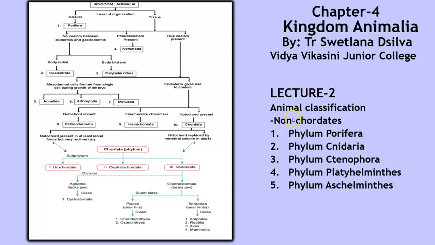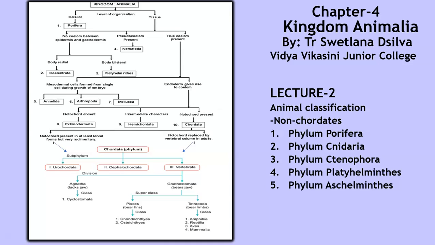Now, in this lecture today, we are going to talk about the 5 non-chordate phyla: the phylum Porifera, the phylum Cnidaria, phylum Ctenophora, phylum Platyhelminthes, and phylum Aschelminthes. Students, to understand about these organisms, you should first understand what are chordates.